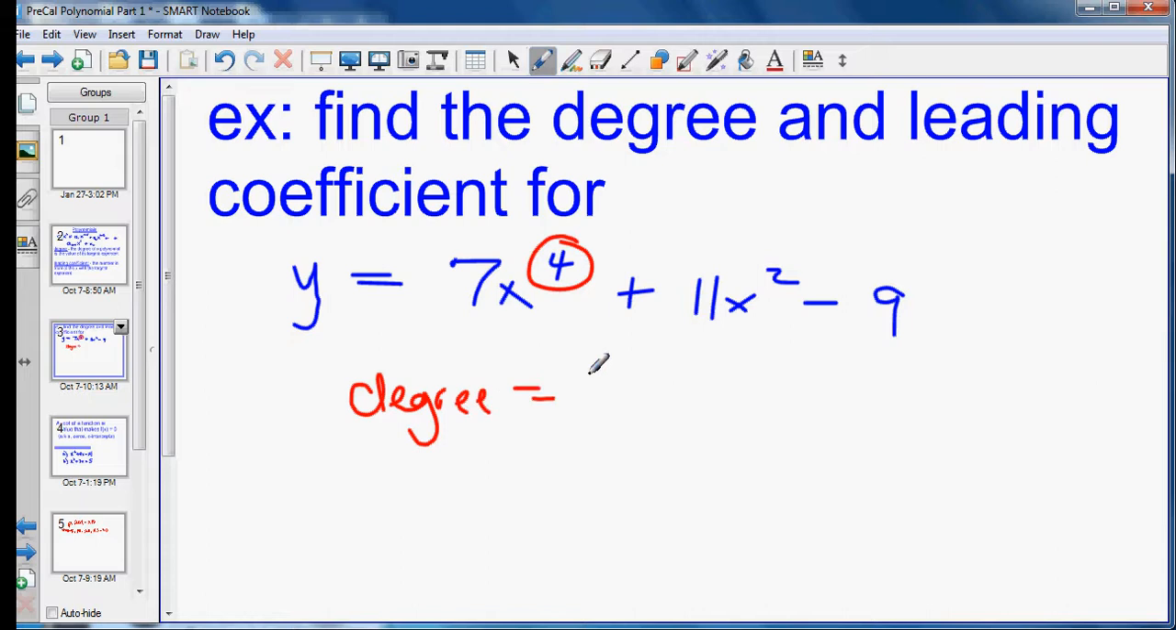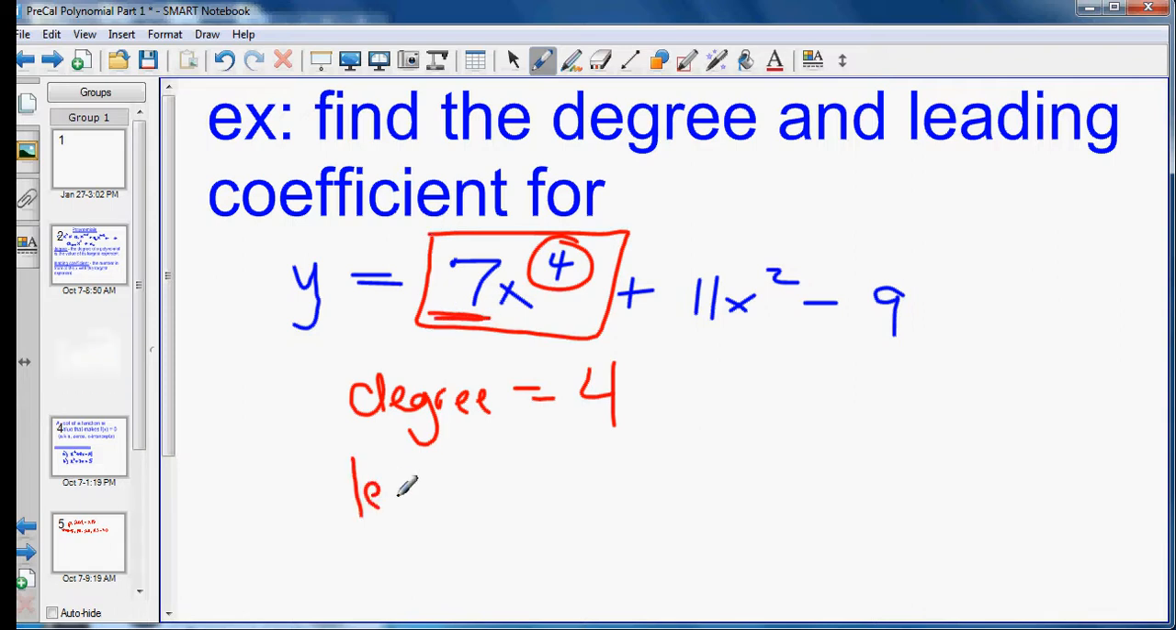And the leading coefficient is always the coefficient on that same term. So I'm focusing just in here. That's all I care about for these two terms, the degree and the leading coefficient. The degree is the biggest exponent, that's the 4, and the leading coefficient is the coefficient that goes with that exponent. So the leading coefficient on this one is 7. I hope that seems simple. Let's do another one or two of these just to make sure it's clear.